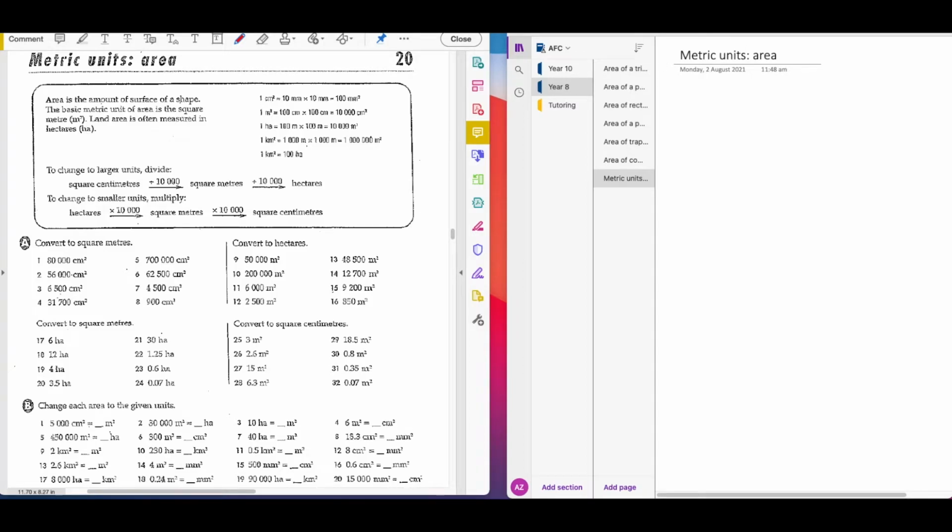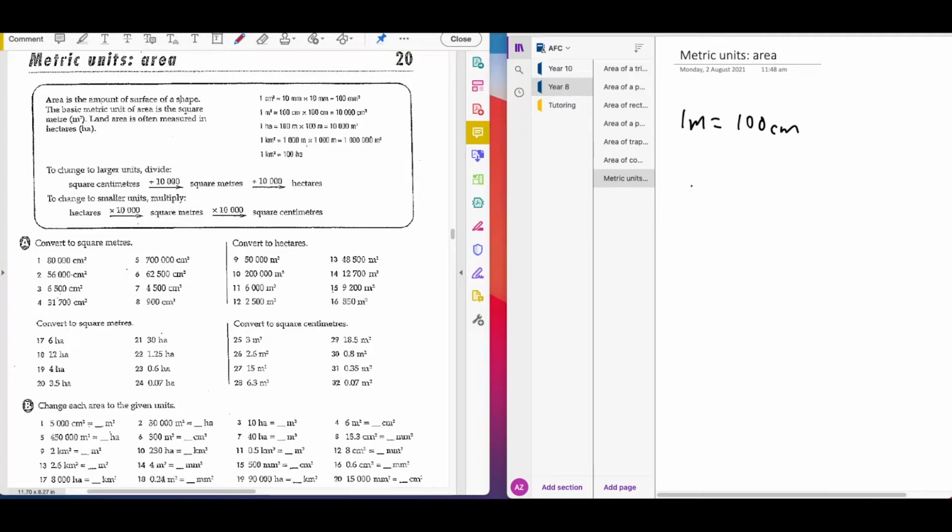Hello everyone, welcome back. So in today's lesson, we're going to go over a topic called metric units area. And what this topic mainly focuses on is converting from one area to another area. So as you recall, we've learned how to convert, say, 1 meter into centimeters, right? We know that 1 meter is equal to 100 centimeters. Now what this topic will focus on is converting different units of the areas.